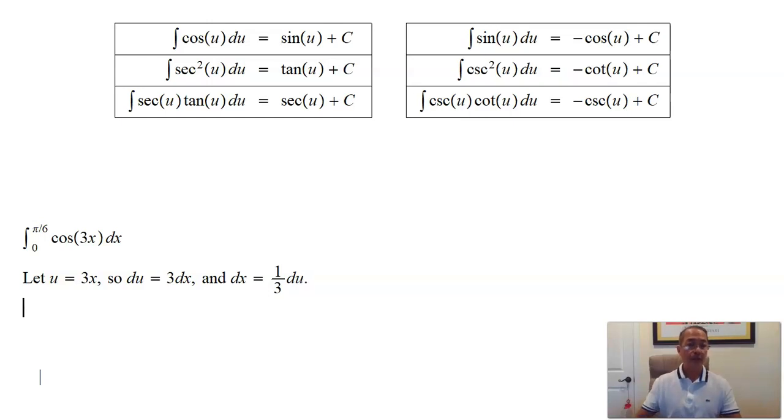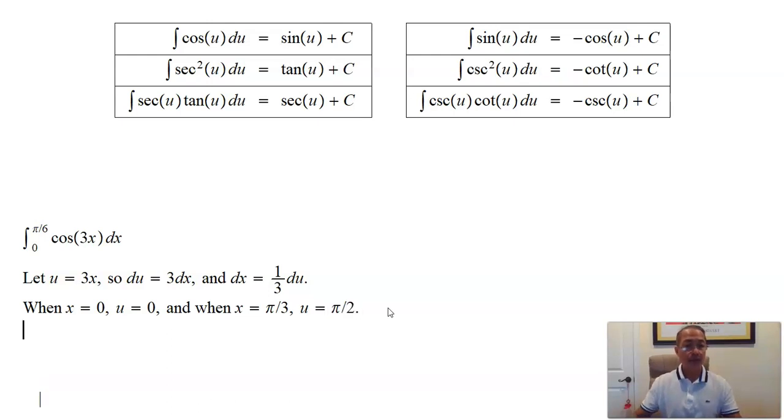So cosine 3x just becomes cosine u, and dx becomes 1/3 du. We could also change the limits of the integration, because if we do that, then after we find the antiderivative, we don't have to go back to x to plug in 0 and pi over 6. So we can change the limits. When x is 0, 3x is still 0, so u is 0. And when x is pi over 6, 3 times pi over 6 is pi over 2. So u will be pi over 2.